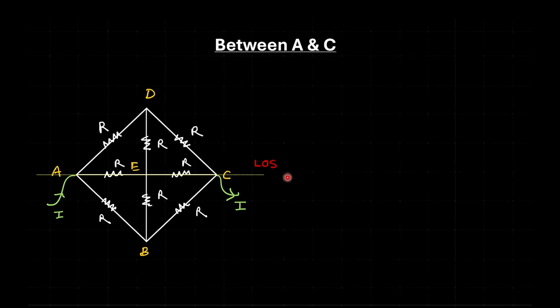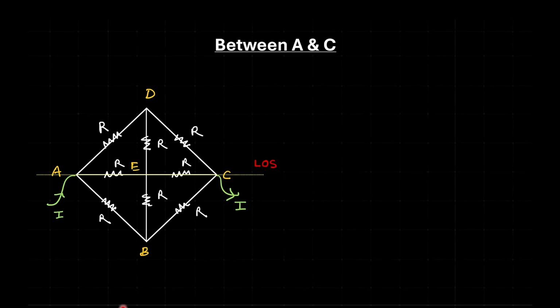How is that? Clearly the elements above this line of symmetry and below the line of symmetry are mirror images of each other, so that's why it is a line of symmetry. And what happens if there is a line of symmetry? Diametrically opposite points are at the same potential. So what you can do is rotate this circuit, fold it about this line AC, and B and D would be at the same point.